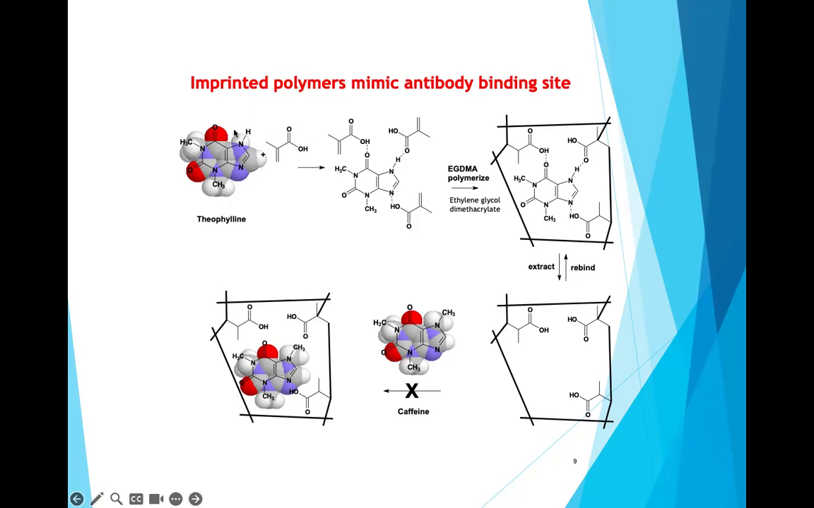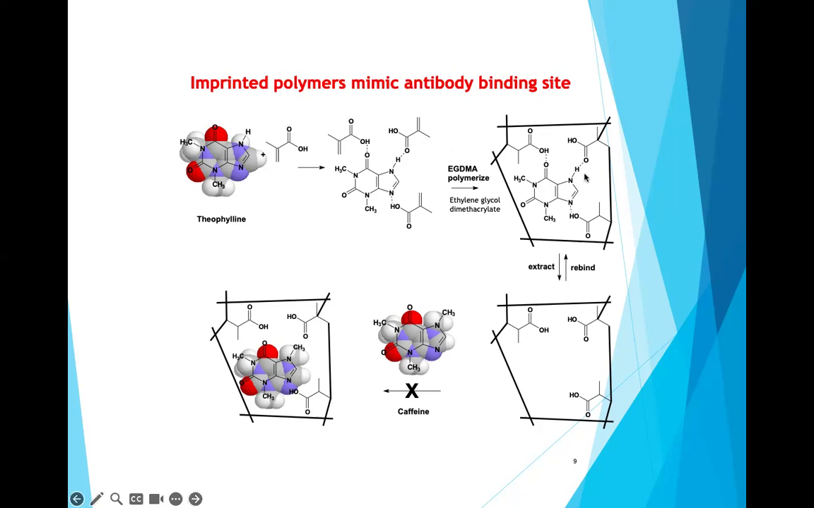and the template. The next step, of course, is the crosslinker, because we want to cage them. We want to solidify and make sure the interaction between theophylline and the monomer stays there. This is the purpose of polymerization. You have to use a crosslinker, and if you are using radical polymerization, you need an initiator. That is up to you. You can use other types of polymerization apart from radical polymerization.